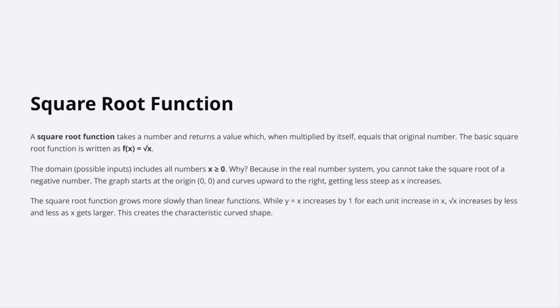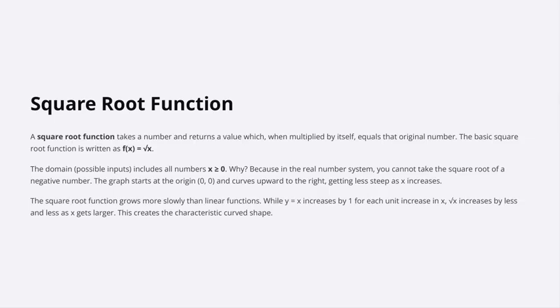Let's take a closer look at the square root function. Essentially, it takes any number and returns a value which, when multiplied by itself, gives back that original number. For example, the square root of 9 is 3 because 3 times 3 equals 9. The basic way to write this function is f(x) = √x. Now, an important point is about the domain, or the set of possible inputs for this function.